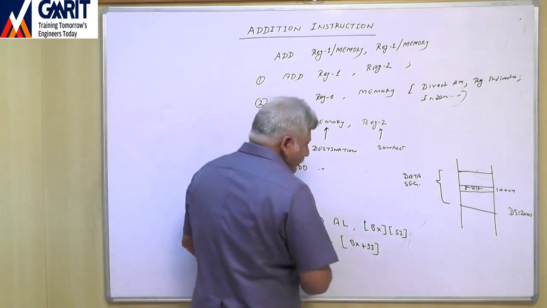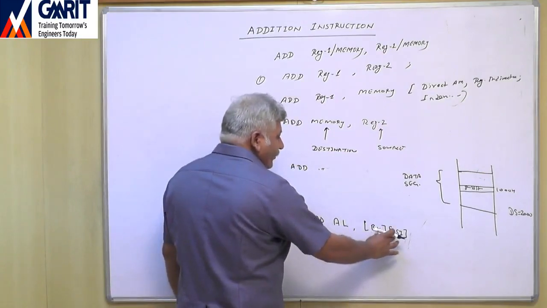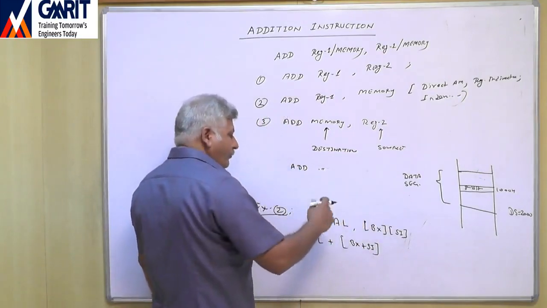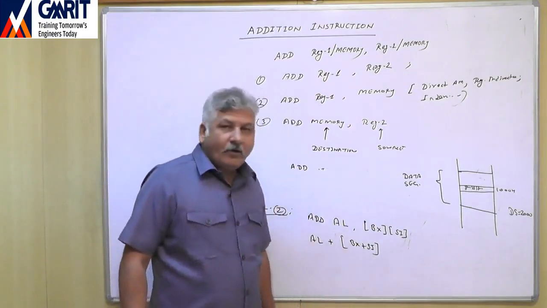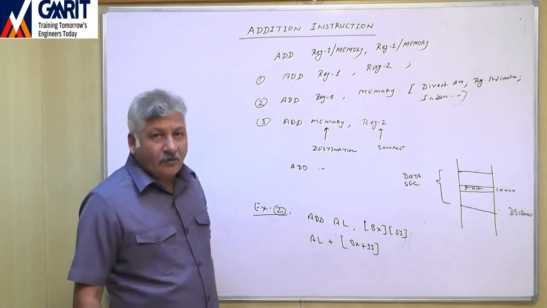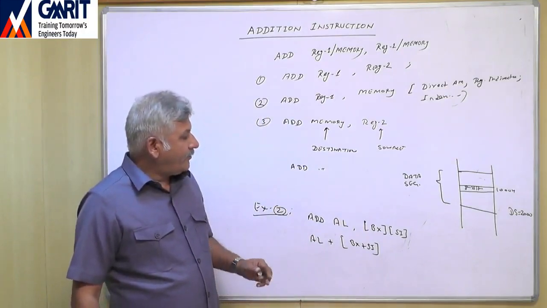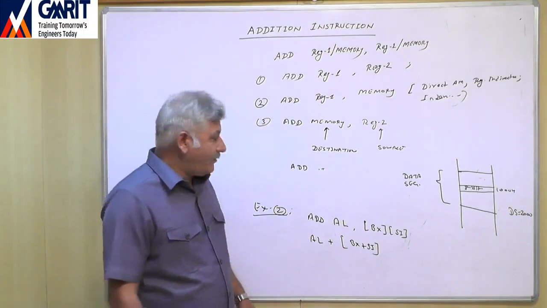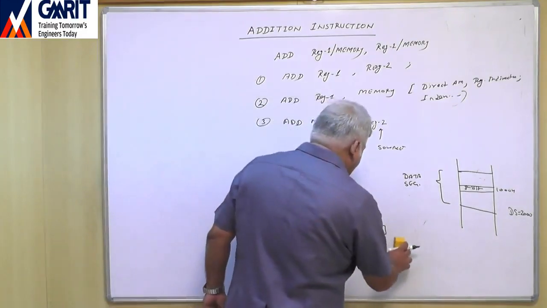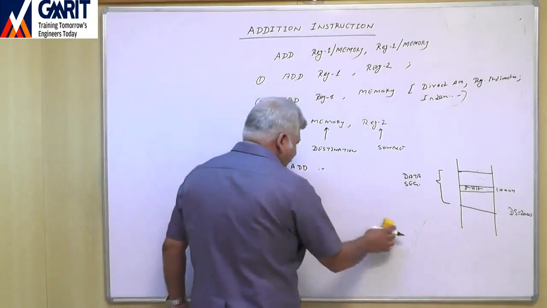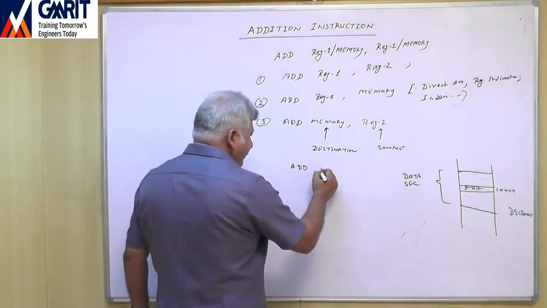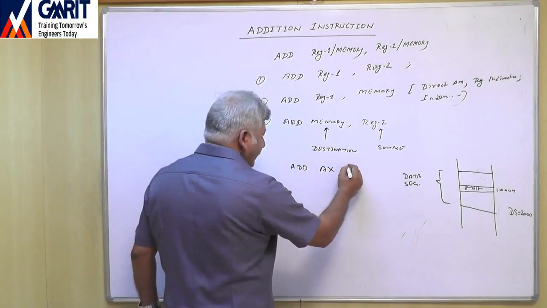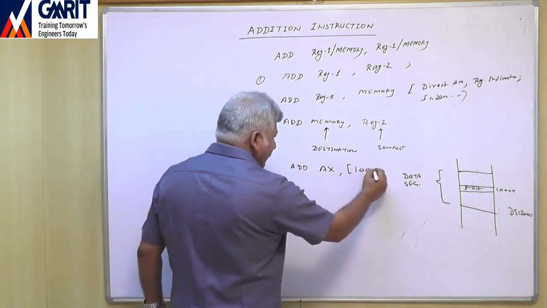So in this way we can access our data in the memory by direct addressing mode, or by register indirect addressing mode, or by based index addressing mode, or relative register indirect addressing mode. So there are various ways, so you can access your data in any way. Now another case is ADD AX, [1000].